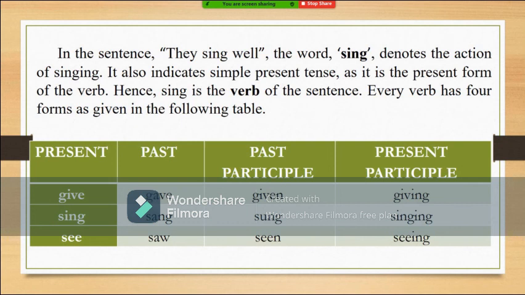It also indicates simple present tense. Sing is the present form of a verb. Every verb in English will have 4 forms, and it is tabulated. The word sing indicates simple present tense as it is the present form of the verb. Hence, sing is the verb of the sentence.